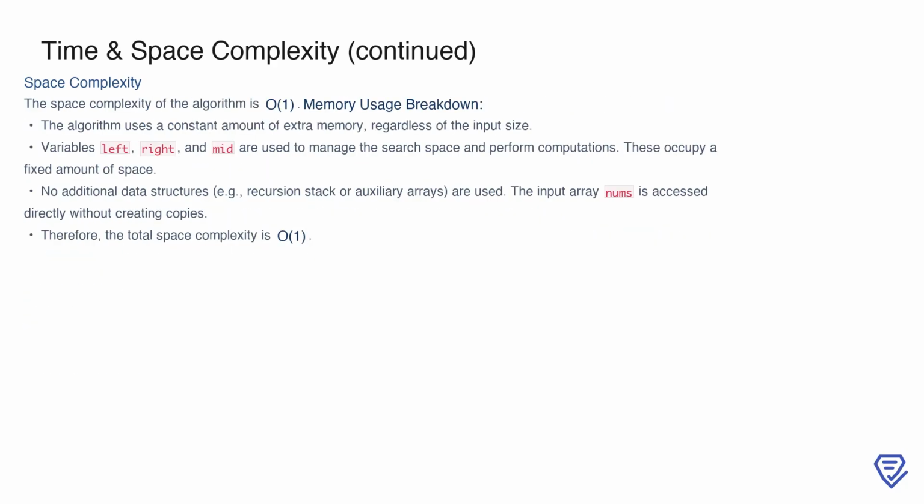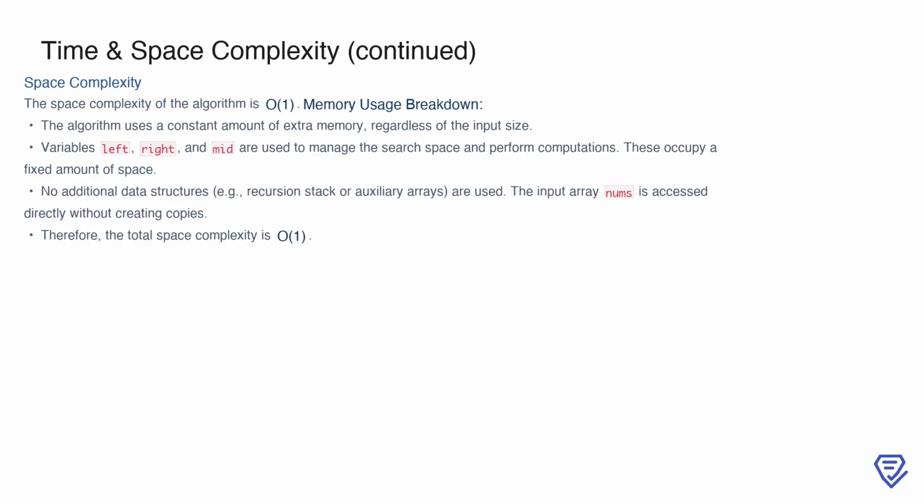The space complexity of this algorithm is O(1), meaning it uses a constant amount of extra memory regardless of the size of the input array. This efficiency is due to the fact that the algorithm only requires a few variables, such as left, right, and mid, to manage the search process.